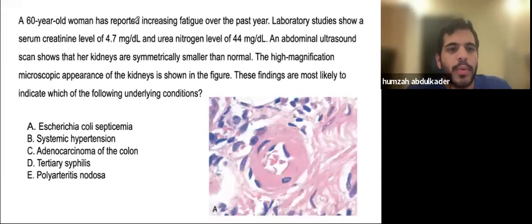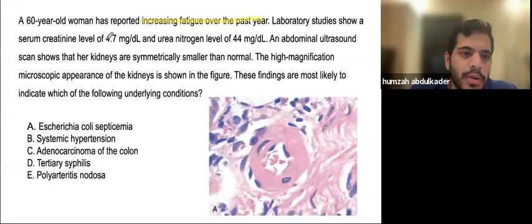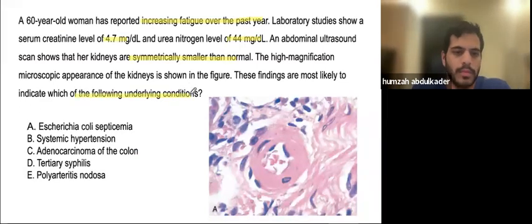A 60-year-old woman has reported increasing fatigue over the past year. Laboratory studies show a serum creatinine of 4.7, urine nitrogen of 44. An abdominal ultrasound scan shows that her kidneys are symmetrically smaller than normal. The high magnification microscopic appearance of the kidney is shown in the figure. These findings are most likely to indicate which of the following underlying conditions? Yes, answer here is B. What is the disease?